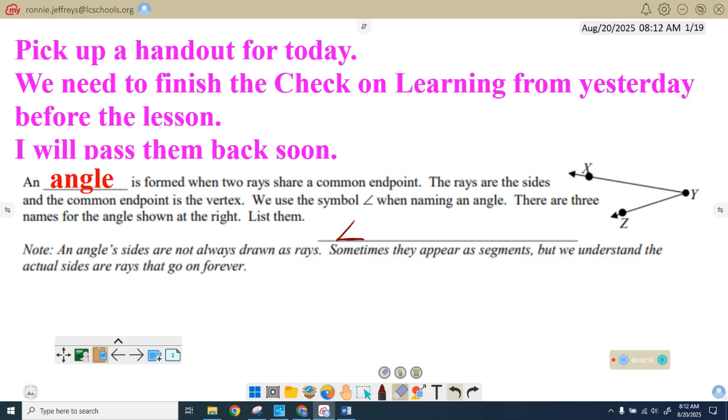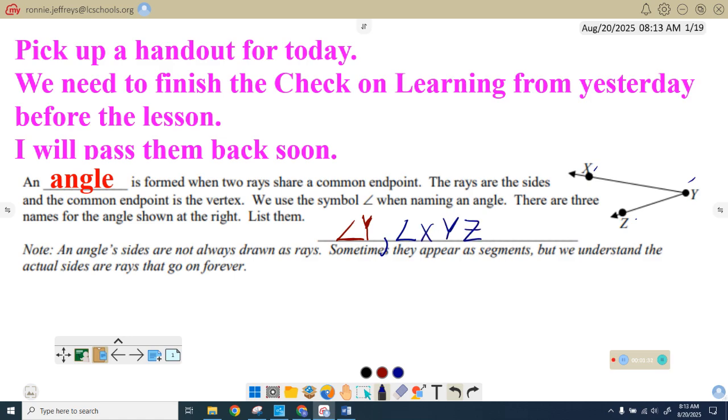Now it says when we use this, there are three names for the angle shown to the right. One way we can name this is angle Y. You can name it by the point at its vertex, especially if it's the only letter. Now another way that we can name this is how we read the 3 points: X, Y, and Z.